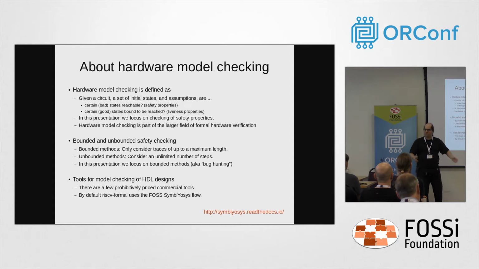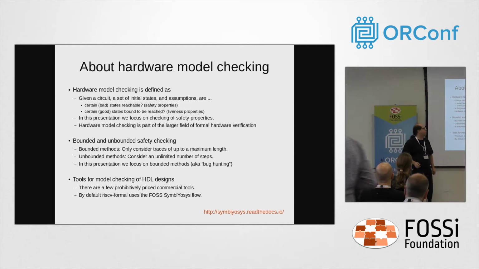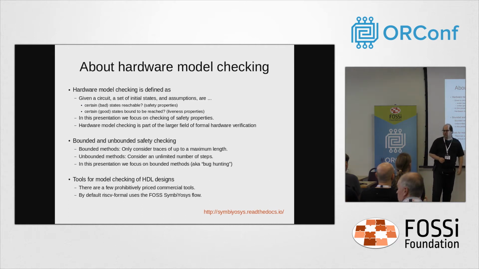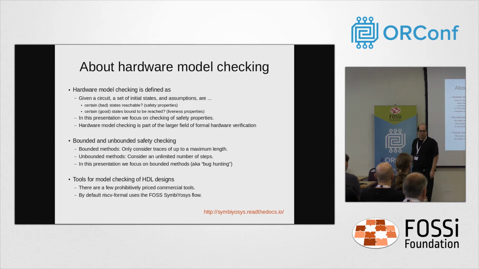And if this is possible, if we can reach a bad state from the initial state, then we have a bug. And we would like to see a counterexample, like a simulation trace, that demonstrates that this bad state is actually reachable from one of those initial states. And this part of hardware model checking is called checking of safety properties.